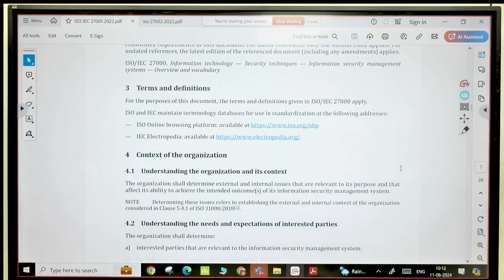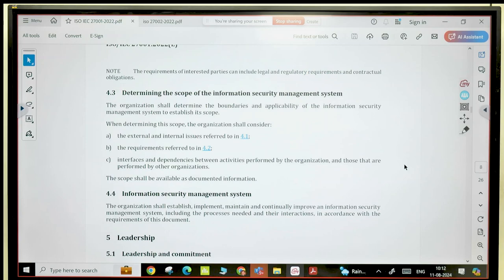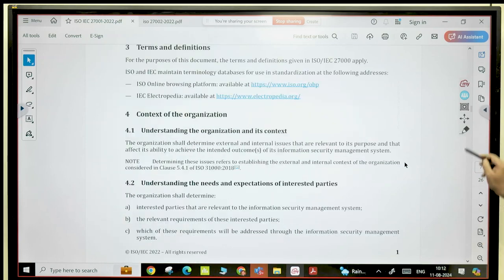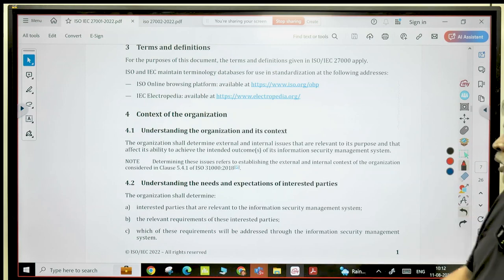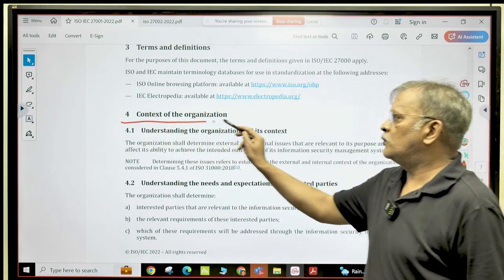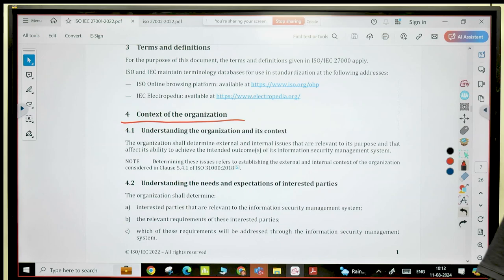Now the actual piece. Context. Context of the organization. 4.1. Understanding the organization and its context. The organization shall determine external and internal issues that are relevant to its purpose and affect its ability to achieve the intended outcome of the information security management system.